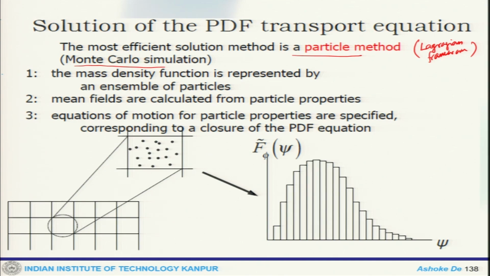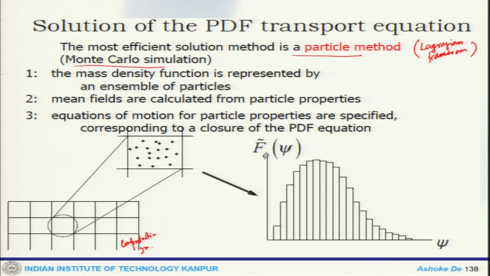So the mass density function is represented by an ensemble of particles. That means if you look at this computational grid, in each cell there will be a large number of particles, and obviously these are not massless particles, and they will represent the mean properties of this particular cell. And if you look at the distribution in the composition phase, this is the mass density function distribution. So mean fields are calculated from the particle properties, and when the equations of motion of the particle properties are satisfied, it corresponds to a closure of the PDF equation.